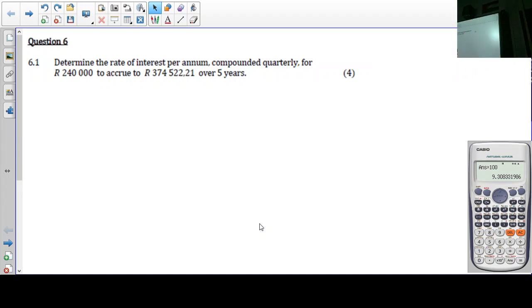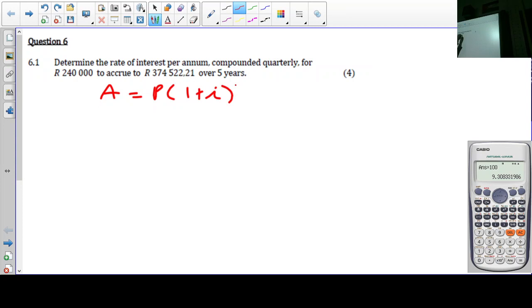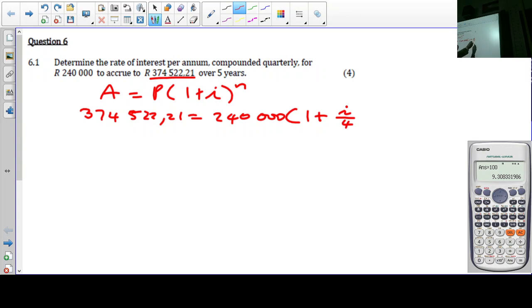So since it's compound interest, we must use the compound formula. So A is equal to P into 1 plus I to the exponent. So it has to accrue to that amount. So that's your A value, 374,522 Rand 21 cents. Your P value is 240,000 into 1 plus I, which is what we're calculating. Remember it's compounded quarterly, to the exponent 4 times in 5 years.